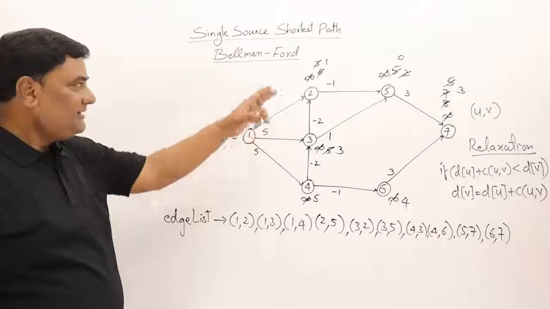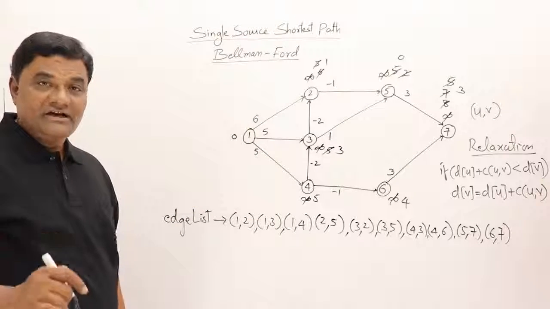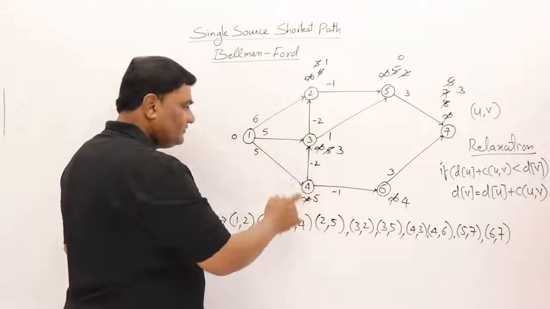Right? So I am updating there only. So 3 times I have completed. 3 more times I have to do. 1 to 2 will not change. 1 to 3 will not change. 1 to 4 will not change.